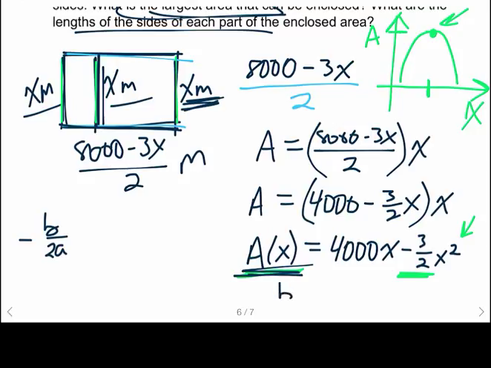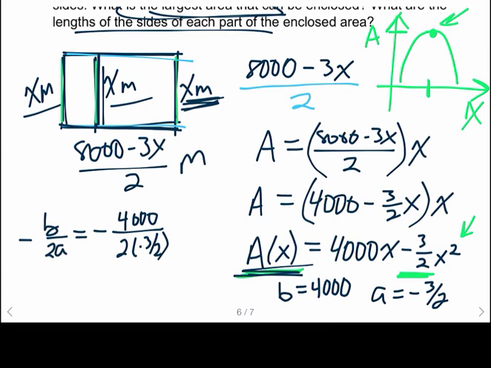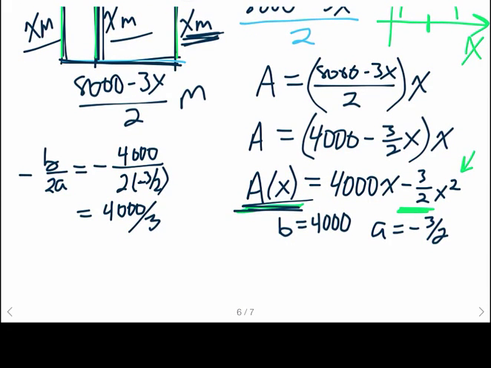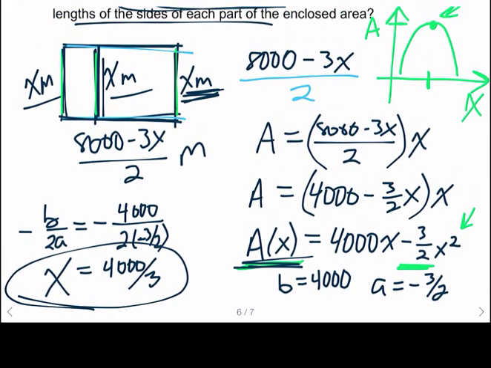Note that b is the coefficient of the linear term, and so for our area expression, b is 4,000. A, being the coefficient of the quadratic term, is negative 3 halves. So negative b over 2a is negative 4,000 over 2 times negative 3 halves. That turns out to be 4,000 over 3, which is kind of not very friendly, but oh well. The value we just got is the x value for the 3 vertical segments.